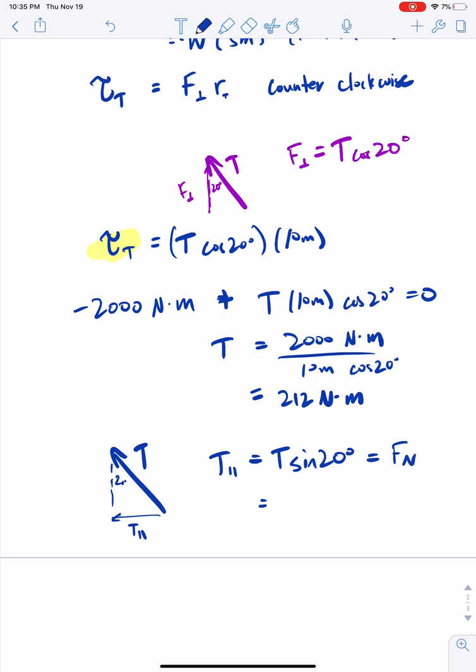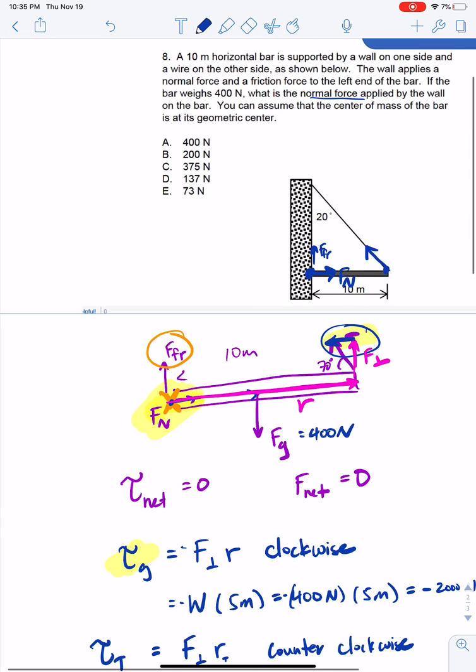That parallel is going to be T times sine of 20 degrees. And that's going to be equal in magnitude, but opposite in direction to that normal force. Okay. So that is 212 Newton meters times sine of 20 degrees. Which gives us 73 Newton meters. Okay, which again is one of our answers.